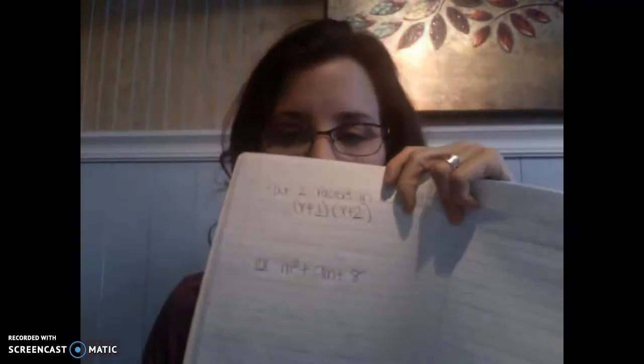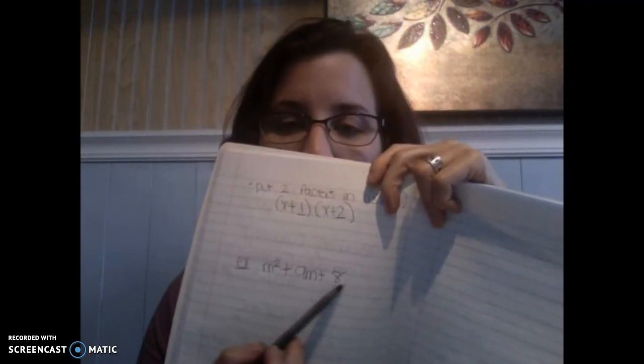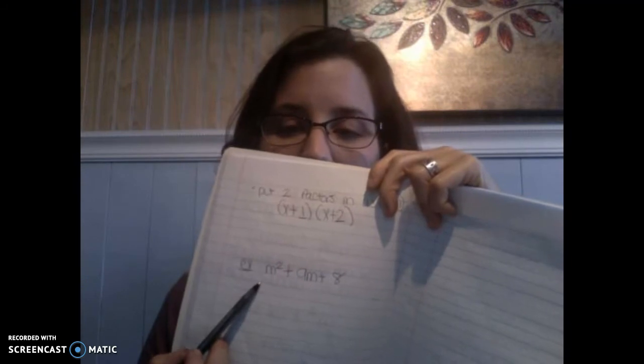So our example, first one we're going to do is m squared plus 9m plus 8. M squared plus 9m plus 8. That's what we're doing.